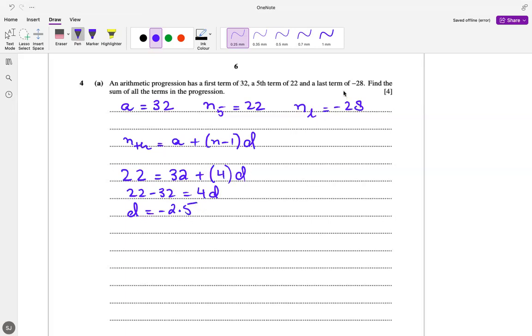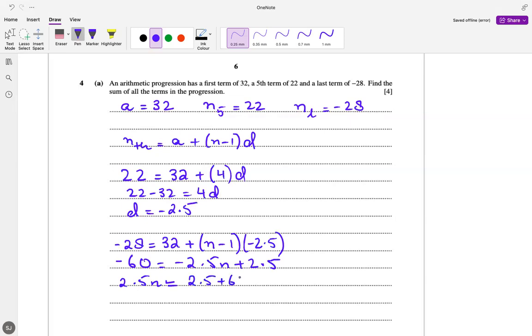Now using this, we can find the value for the last term. So again, using the nth term formula, for the last term, we have minus 28. We know that a is 32 plus, we do not know what the value of n is, so this will be n minus 1 times minus 2.5. Solving this equation, minus 28 minus 32 will become minus 60, which is equal to minus 2.5n plus 2.5. Solving this, we get 2.5n is equal to 2.5 plus 60. So n is equal to 62.5 divided by 2.5, and the answer will be 25.